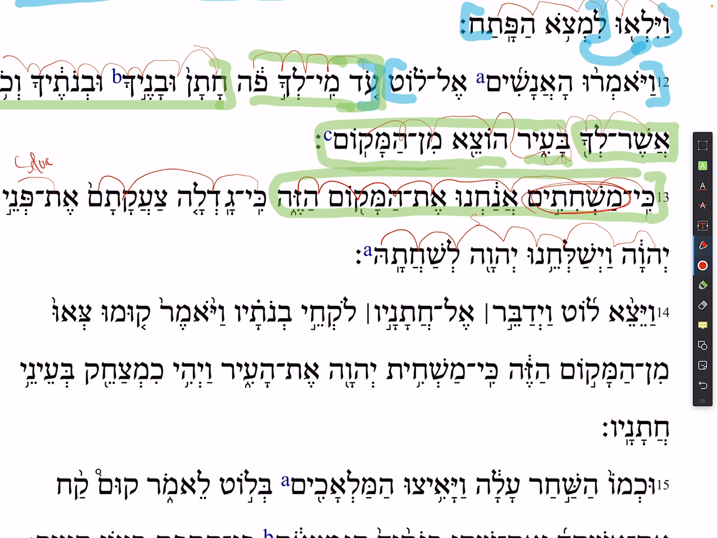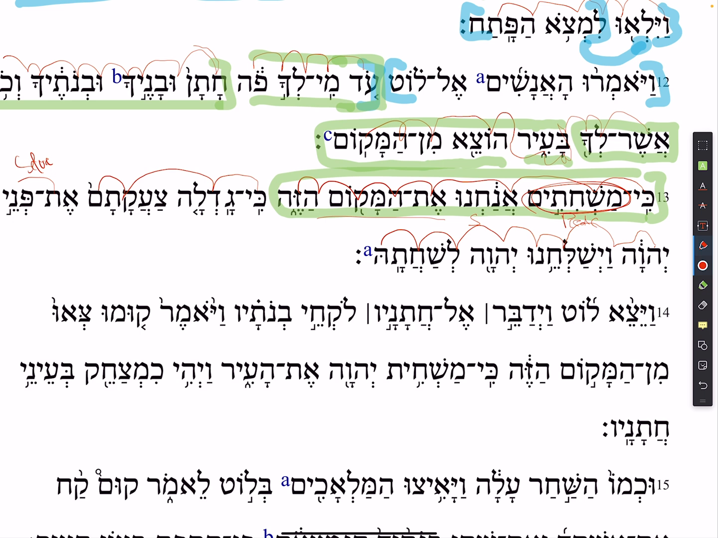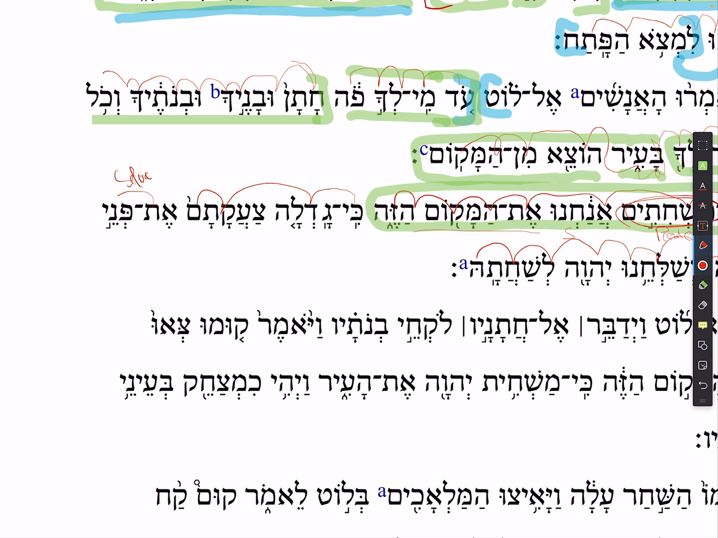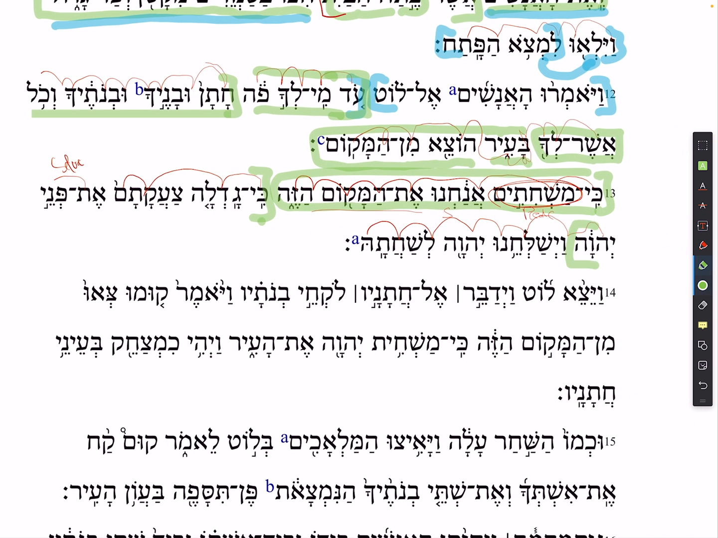Anachnu is the subject, then predicate complement, anachnu subject, and then we have the direct object et hamakom haseh. And destroying are we, and we are destroying this place. Why? You have another clause, a key clause. For great is their screaming before Adonai. Their screaming is loud before the Lord.